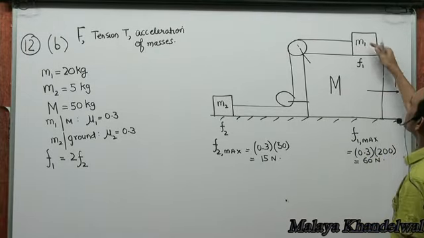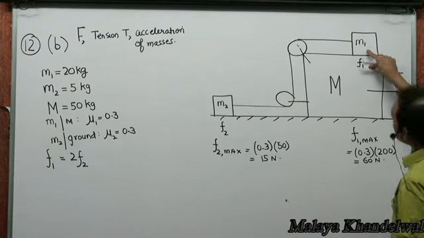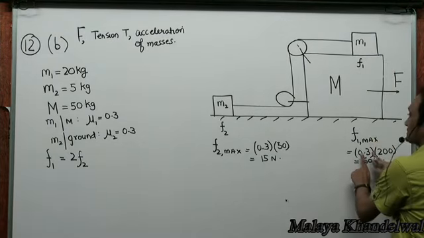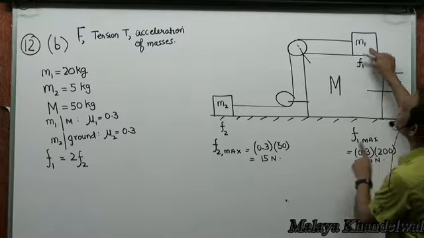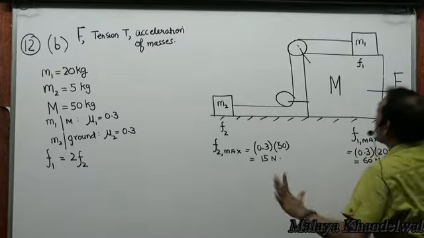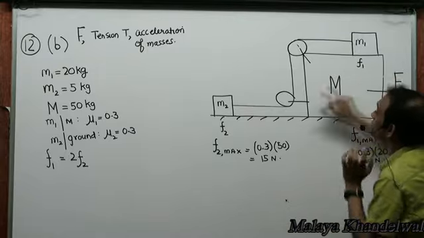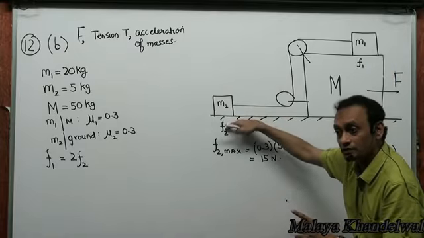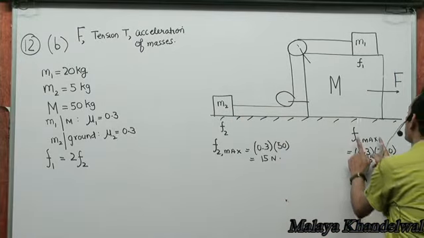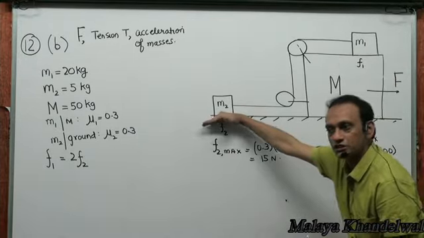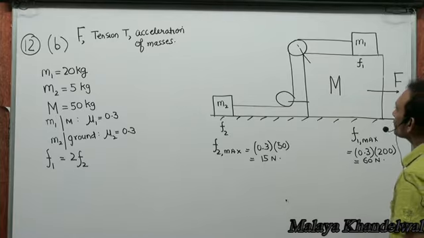Again, look at M1. The maximum static friction between M1 and the block capital M, F1 max, is going to be 0.3 into 20 into 10. That makes it 60 newtons. These are not necessarily actual values of friction F1 and F2 between M1 and the block and M2 and the ground. They are the maximum possible values of friction between these surfaces.